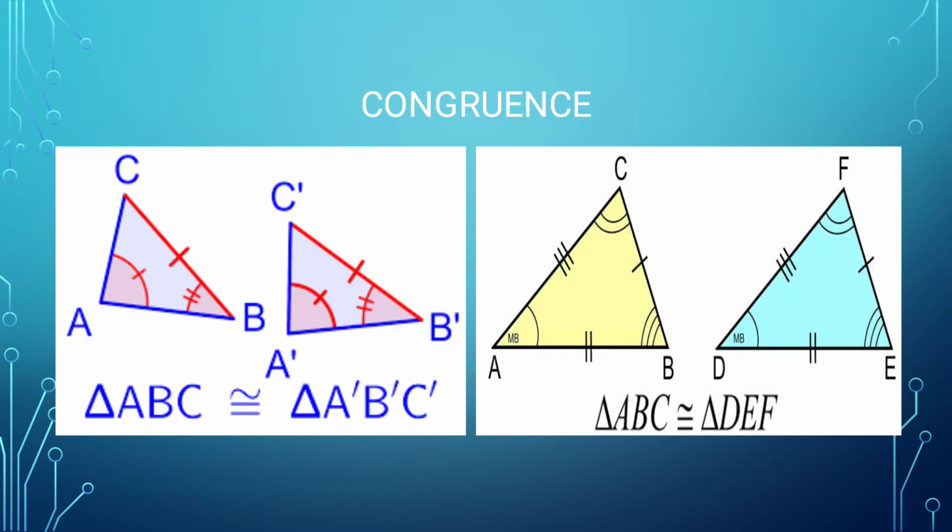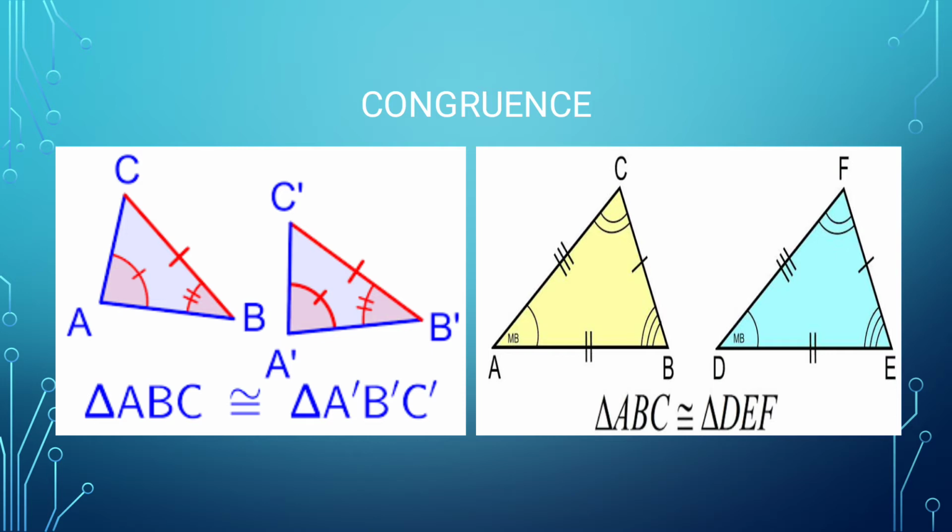See here, this is the first triangle and the second triangle. The first triangle is triangle ABC. The second triangle is triangle A dash B dash C dash. So two triangles are there. If the second triangle is overlapped on the first triangle, it should be the same. All the sides should be the same. That is congruence. So triangle ABC, this is the congruent symbol, triangle A dash B dash C dash. Now the next picture.